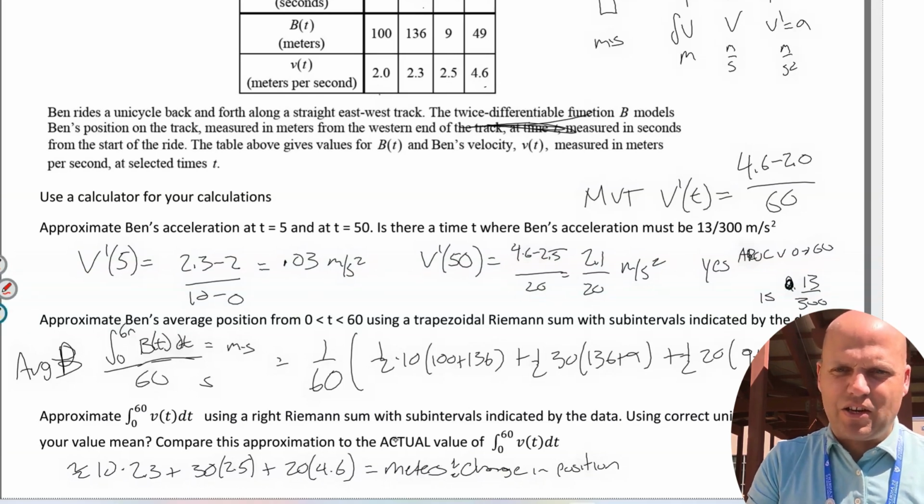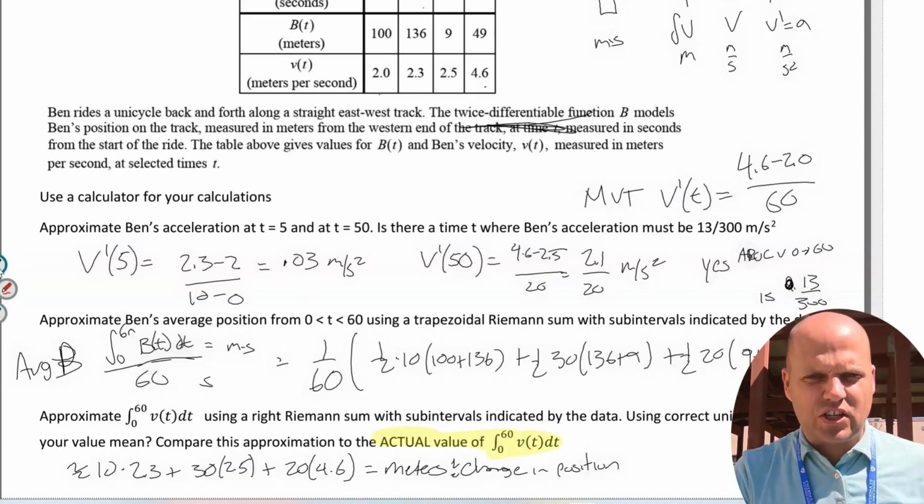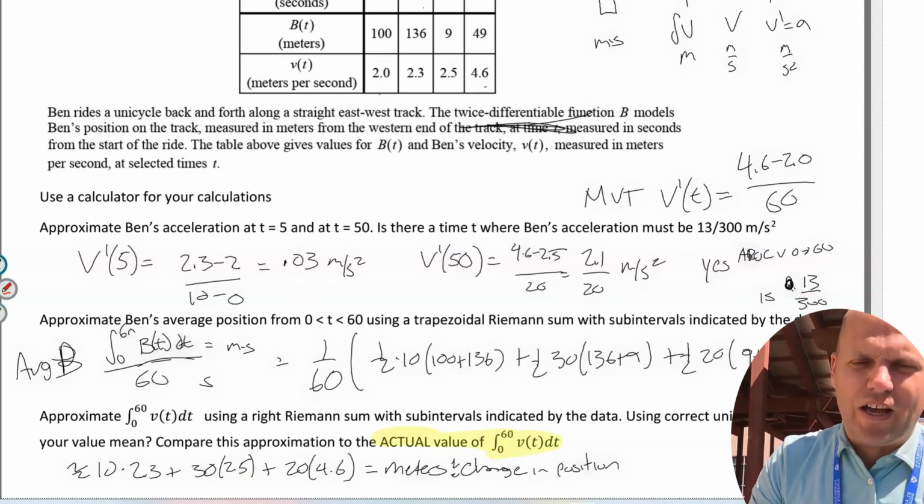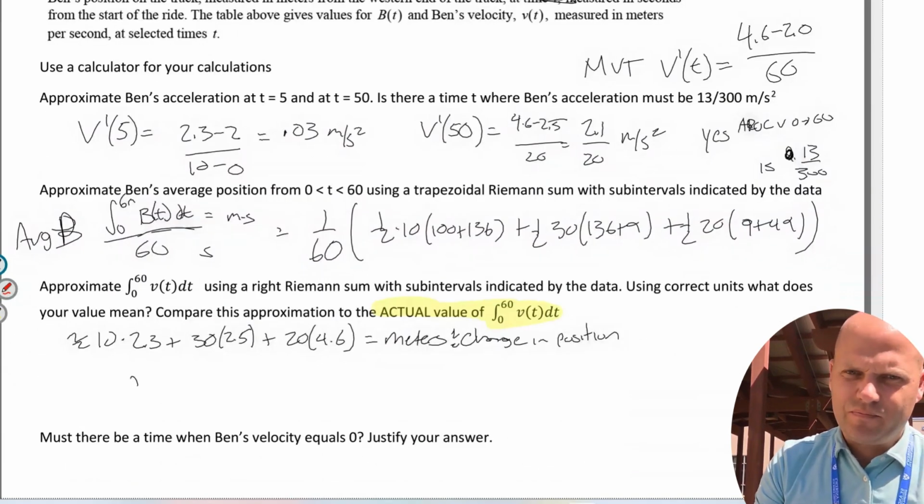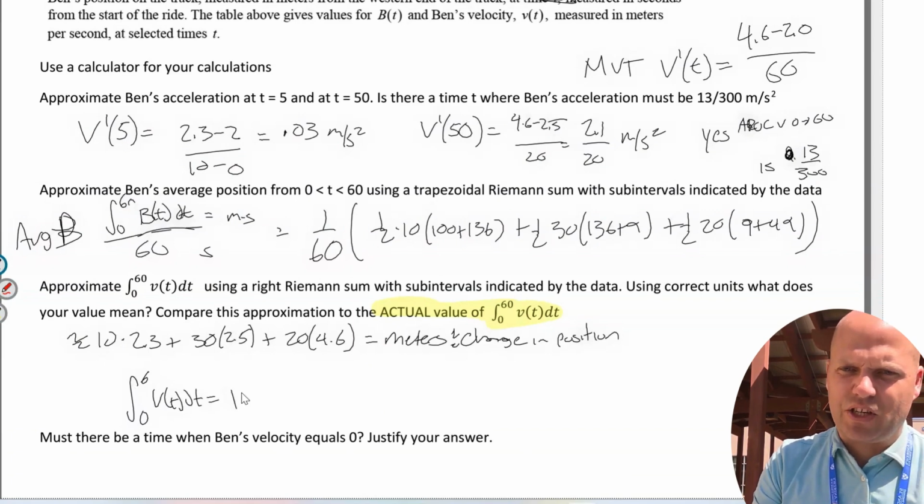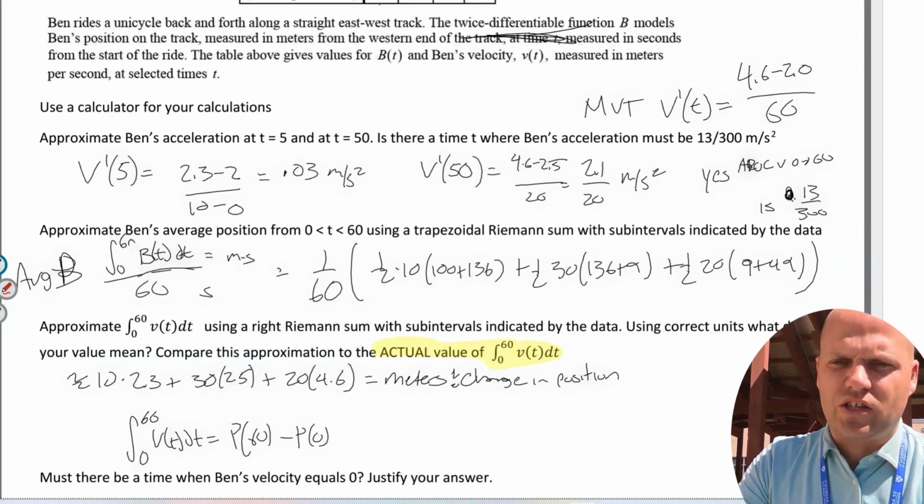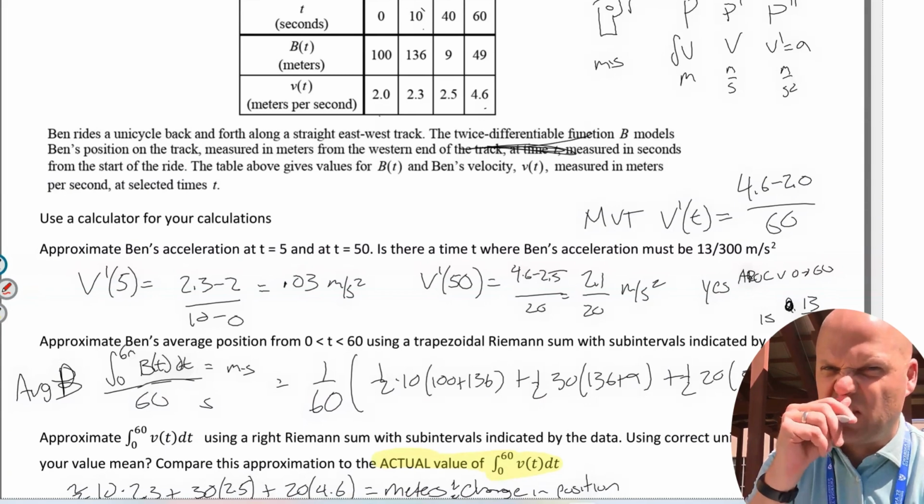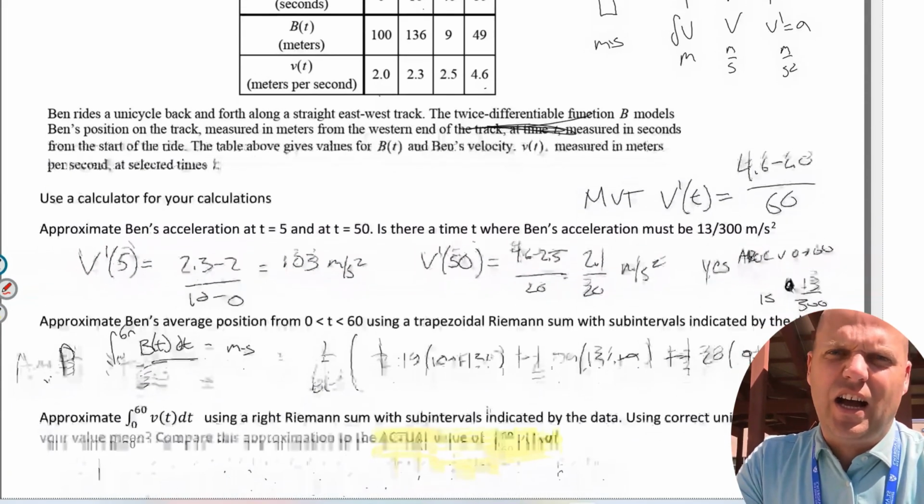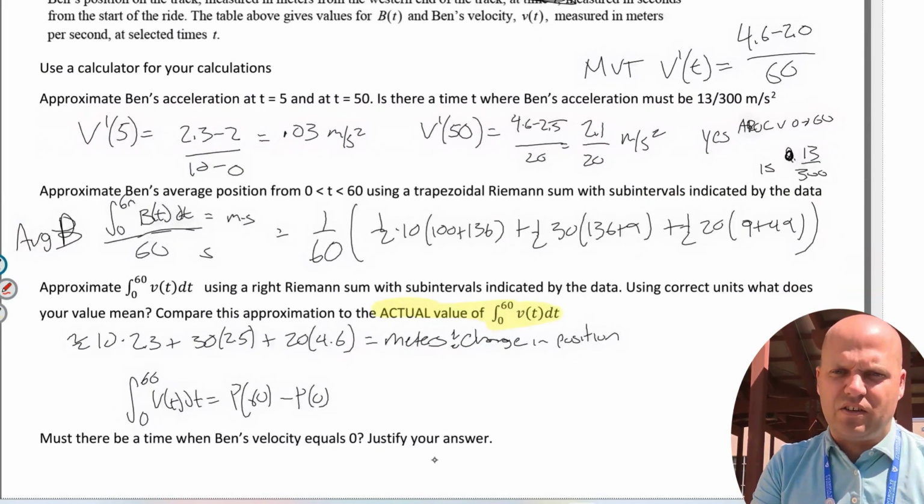Compare this approximation to the actual value of the integral from 0 to 60 of v. What do you mean the actual value? Well, guys, I have the change in my position, right? This equals my position at time 60 minus my position at 0. The accumulation of your velocity equals your change of your position. My position at 60 is 49. My position at 0 is 100. I lose 51 meters.